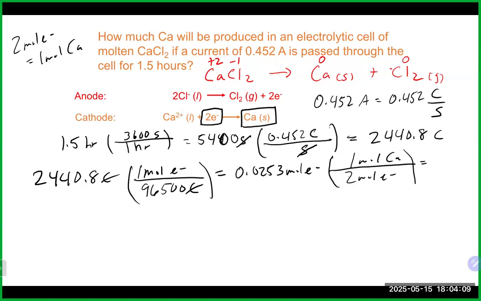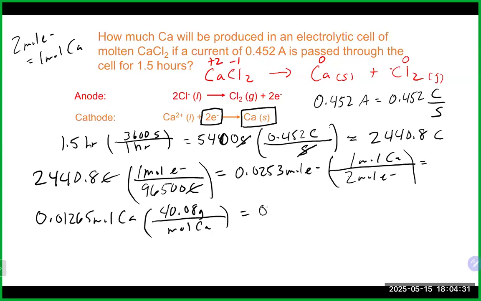So 0.0253 divided by 2 is going to get us 0.01265 moles of calcium. We could go to the molar mass from the periodic table to convert that moles into grams, and that's 40.08, I think, for calcium. Times 40.08, and that's going to give us 0.507 grams of calcium that would be produced in the cell. Any questions on that?